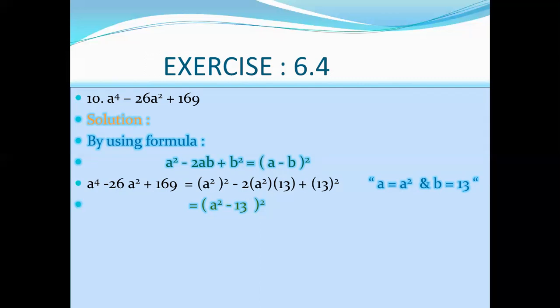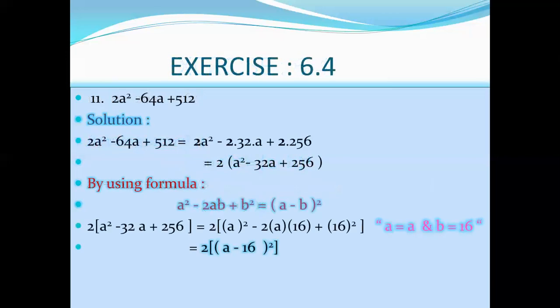a^4, the half of a^4 is a square, and 169 is the square of 13. A is a square and B is 13. Repetition of the same formula. We put a square instead of A, and 13 instead of B. After putting the values in the equation, we got our answer (a square minus 13) whole square. This is our required answer. Yes, come to the next question.